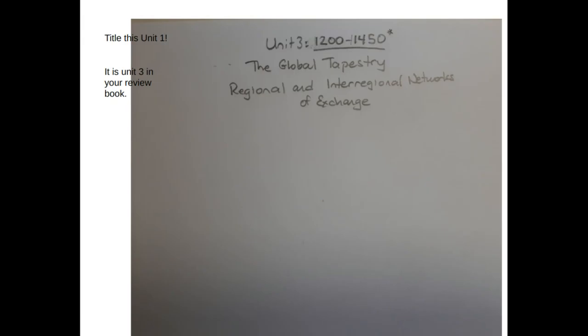So I encourage you to get a blank sheet of paper, hold it lengthwise, and put this title at the top, but make it Unit 1, not Unit 3. Notice that there's two titles, the Global Tapestry and Regional and Interregional Networks of Exchange. For this recording, I'm going to move along fairly quickly, so I've also put up the slides that you can copy down at your own leisure. I encourage you to copy this by hand. You'll learn it better and be able to think about it more carefully if you do that.